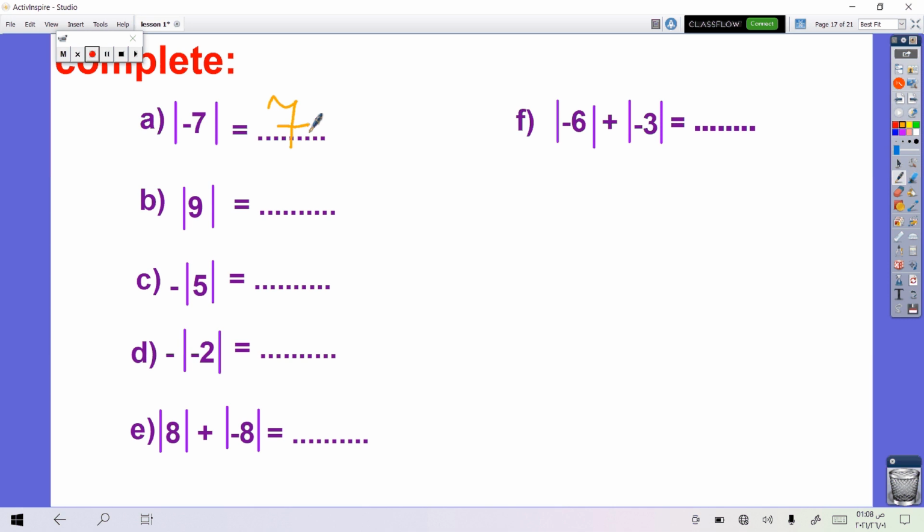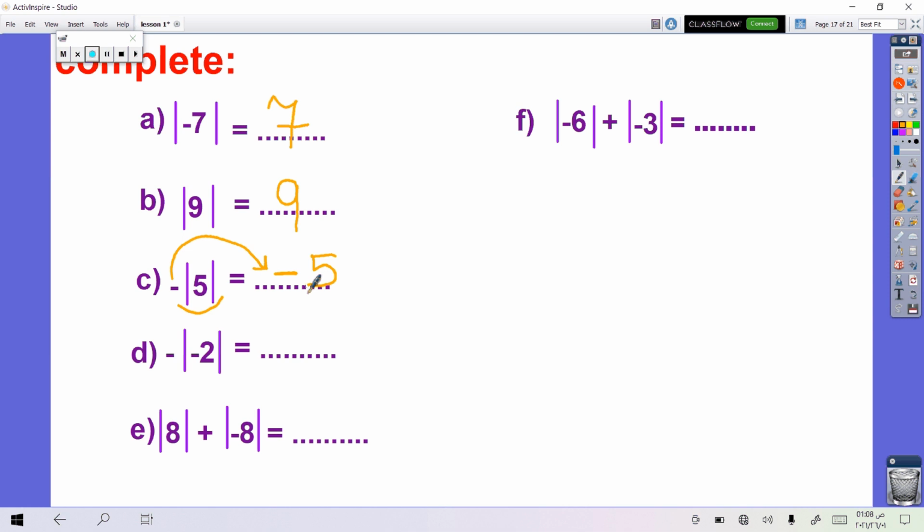Absolute 9 will be equal to 9. Negative absolute 5. Now we have an extra negative sign outside the absolute value. So in this case, we will keep the negative sign which is outside the absolute as it is, and then find absolute 5, which is equal to 5.